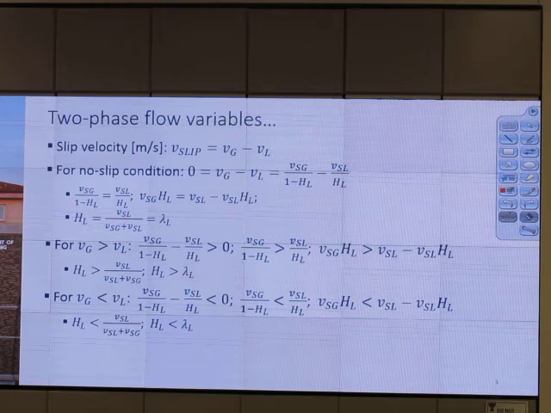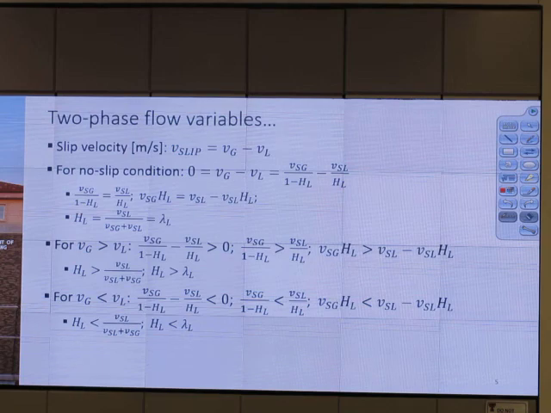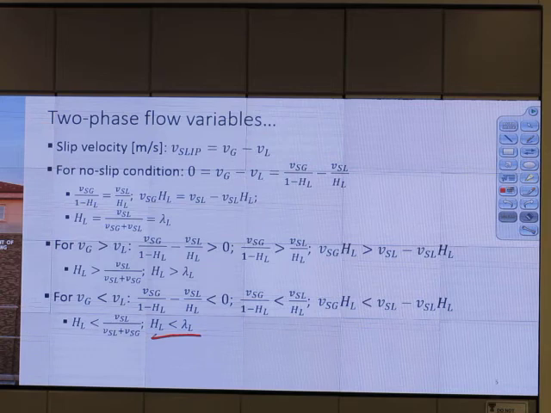So it's just the math part: move this to that, change side, and then we get that. The opposite is for the case where liquid velocity is greater than gas velocity. For liquid velocity greater than gas velocity, lambda L, the no-slip hold-up, will be more than the actual hold-up. Okay.